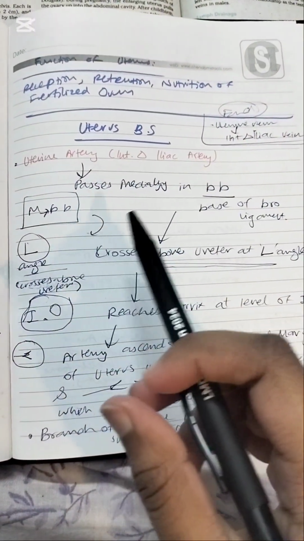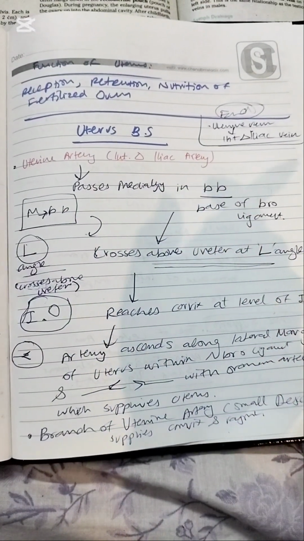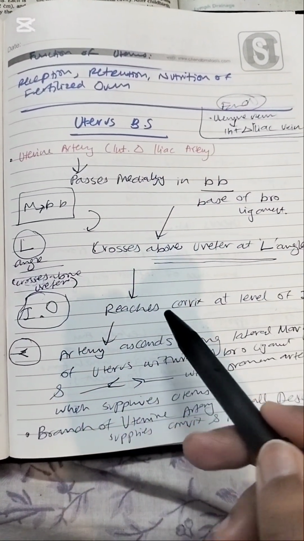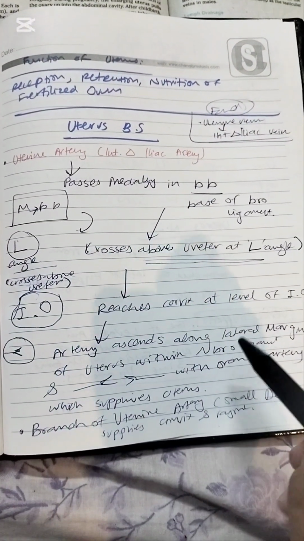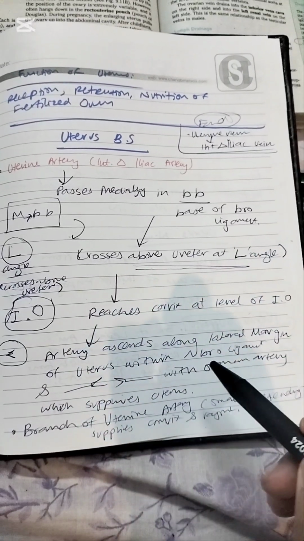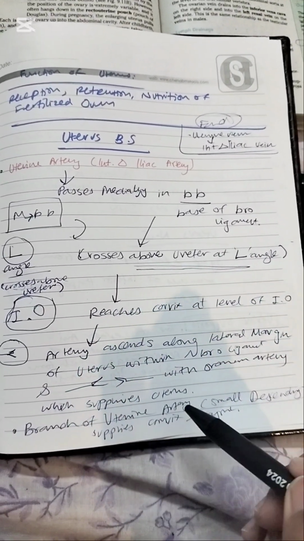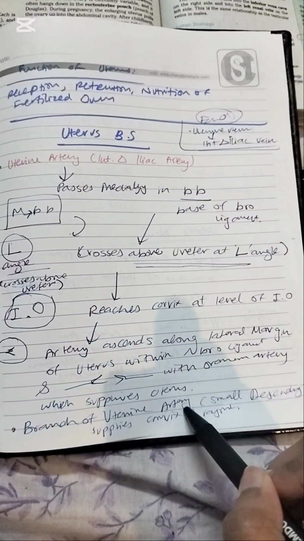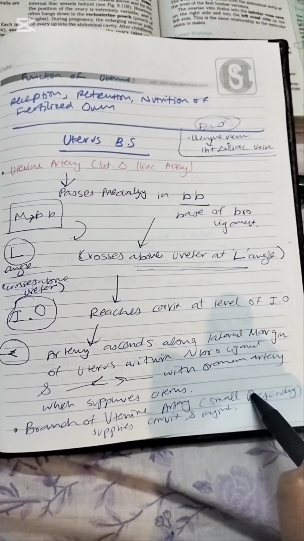So it is going to pass medially in the base of the broad ligament, and then it is going to cross above the ureter at a right angle, and then it is going to reach the cervix at the level of the internal os, and then it is going to anastomose with something. So then this artery is going to ascend along the lateral margin of the uterus within the broad ligament, and it is going to anastomose with the ovarian artery, which supplies the uterus. The branch of the uterine artery, which is a small descending branch, is going to supply the cervix and vagina.